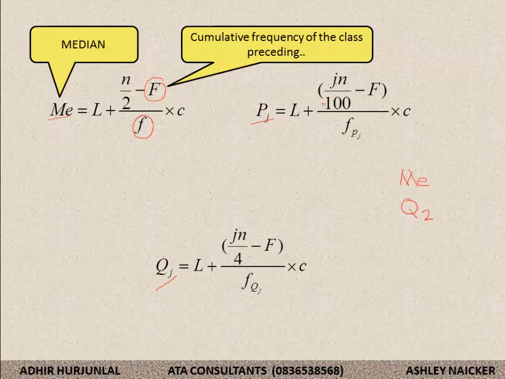If I have to go to Pj, guys, this is given as Jn over 100. Now, J is the actual percentile that I want to calculate. Let's say they ask me to calculate the 25th percentile. So obviously, J becomes 25. And 25 over 100 is a quarter. Or if they say, calculate for me the 50th percentile. 50 over 100 is half, and the 50th percentile is at Q2. Likewise, if I go to Qj, it's Jn over 4 minus F. This Jn over 4, the value for J will be the actual value of J that they want you to calculate down here.